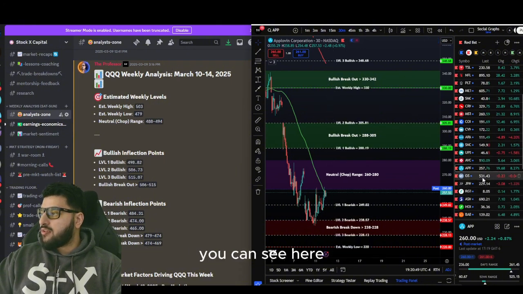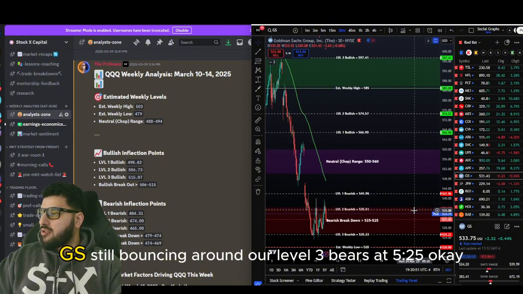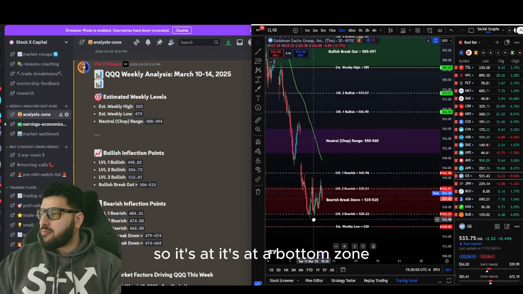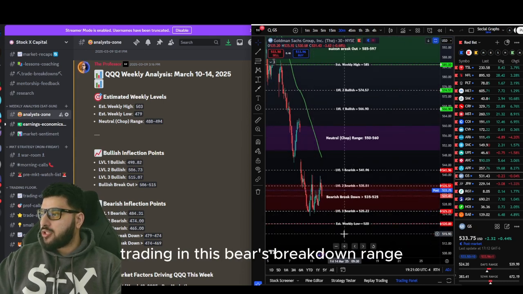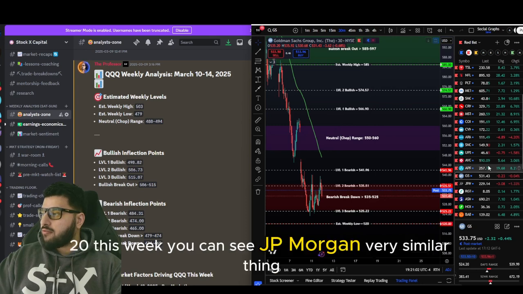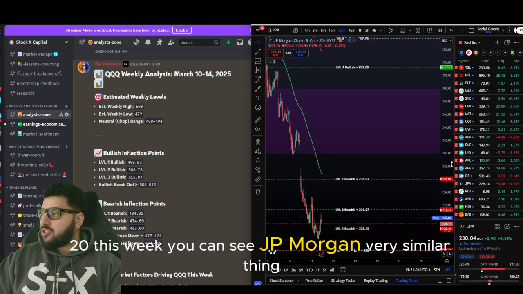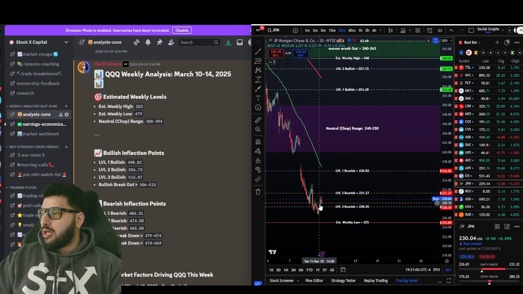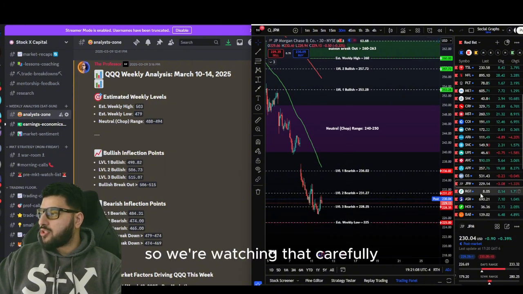You can see here GS still bouncing around our level 3 bearish at 525. Okay, so it's at a bottom zone, trading in this bearish breakdown range. Very possible it could get to 520 this week. You can see JP Morgan, very similar thing, where pretty much banks are bottoming, so we're watching that carefully.